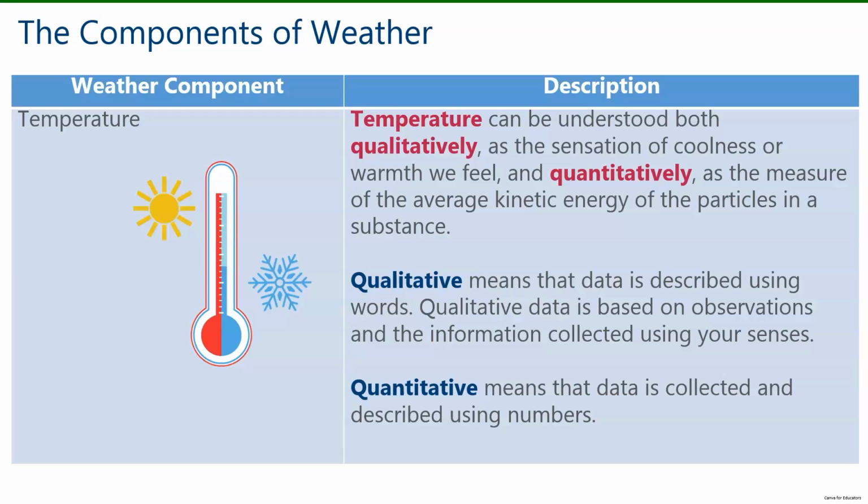Remember that qualitative means that data is described using words. Qualitative data is based on observations and the information collected using your senses. Quantitative, on the other hand, means that data is collected and described using numbers. I remember that quantitative uses numbers because it has an N in it, N for number.